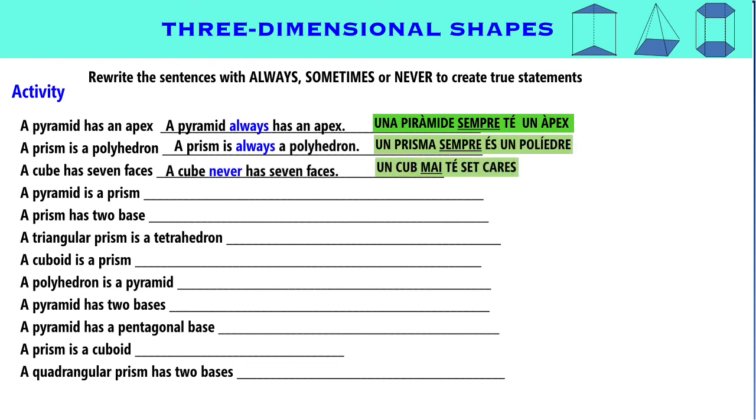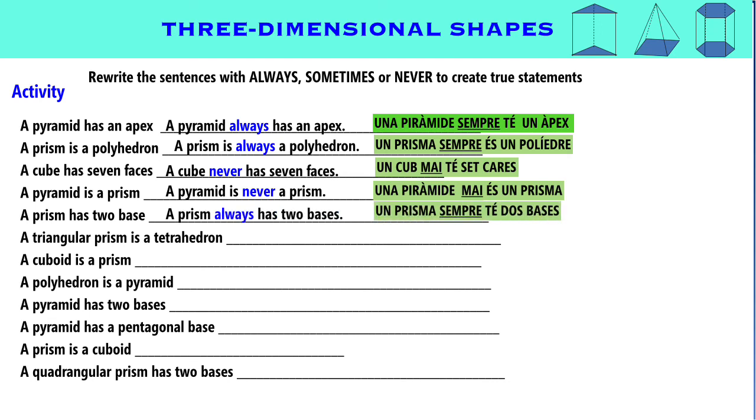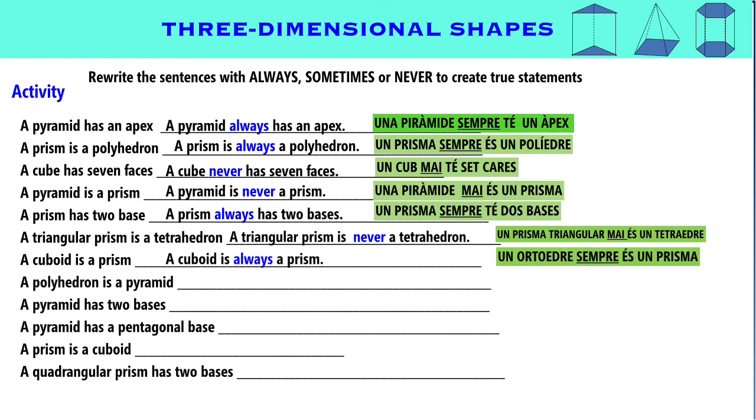A cube never has 7 faces. A pyramid is never a prism. A prism always has 2 bases. A triangular prism is never a tetrahedron. A cuboid is always a prism.